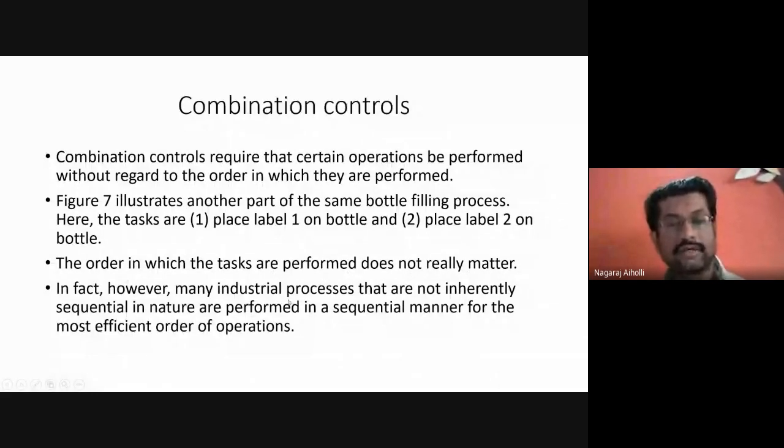In fact, however, many industrial processes that are not inherently sequential in nature, sometimes they are not sequential by default, but they make use of the sequential process for the efficient operation of the controller. If it has to be operated efficiently and efficiency has to be increased, the product quality and other factors have to be enhanced, then for efficient operation they make use of sequential controlling, so that the order is maintained and there is no fault occurring.